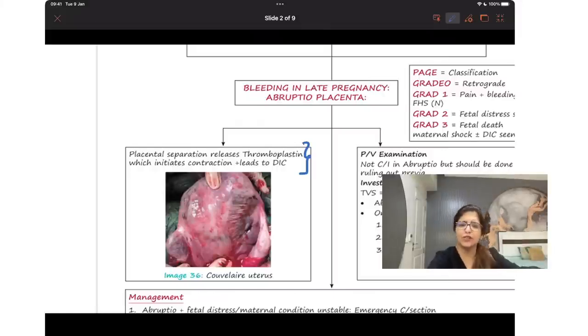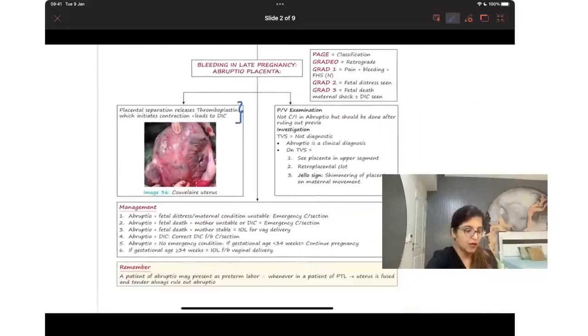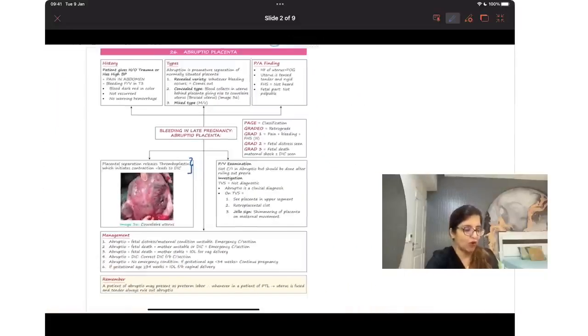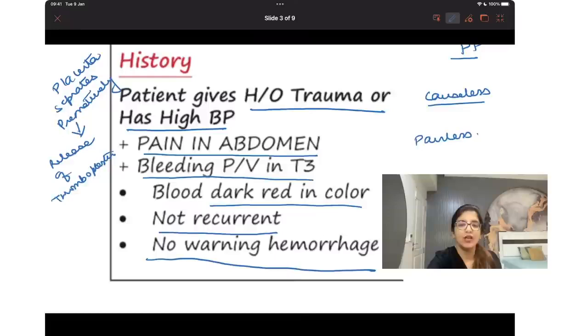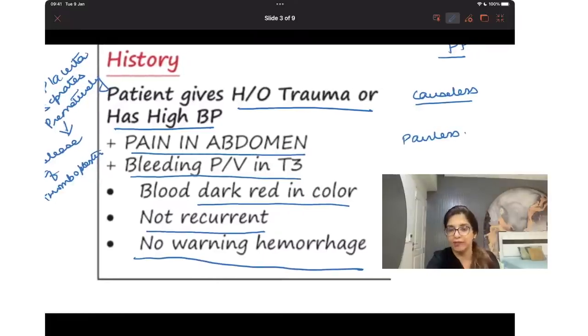So, you never get this history in abruptio that I had bleeding 2 days back and now again I have bleeding. No, this kind of history you don't get in abruptio, which means the bleeding of abruptio is not recurrent and you don't get any warning hemorrhage, right?